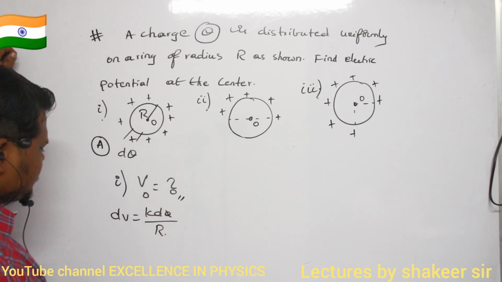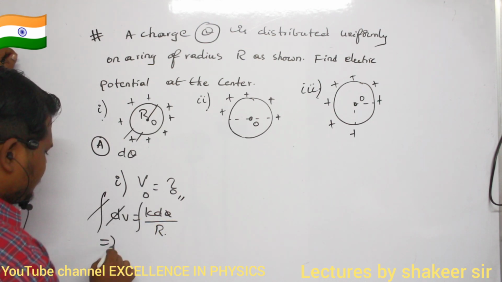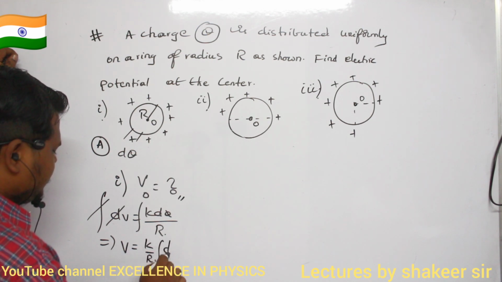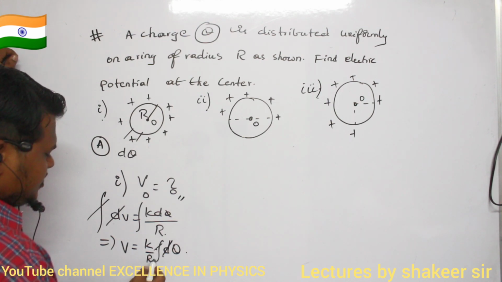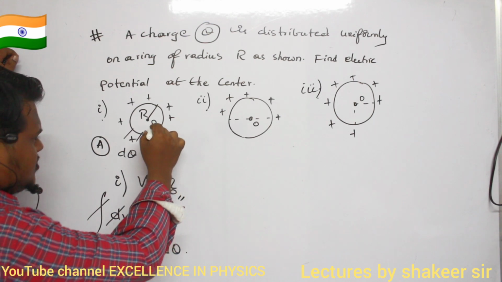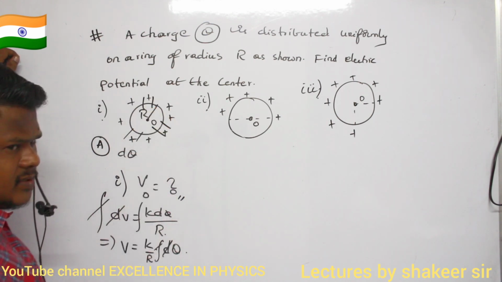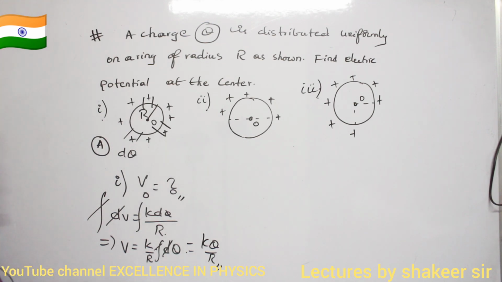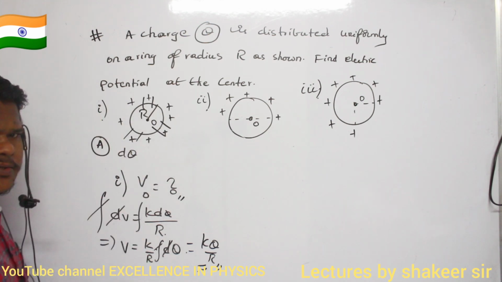If I want the total potential, what do I have to do? Integrate it on both sides. So integration and differentiation will get cancelled. So V is equal to k by r integration of dq. R is a constant here. So r is definitely constant. If you take dq here, here also r is a constant. If you take dq here, here also r is a constant. So I am taking r outside. So kq divided by r. This is the equation. Okay? So this is the potential exactly at the center of the ring if the charge is uniformly distributed throughout its circumference.